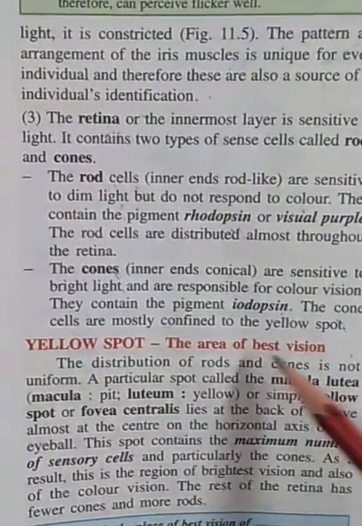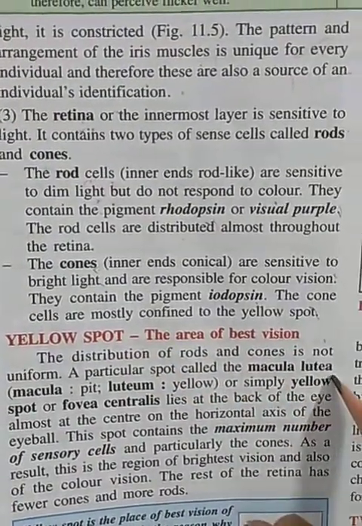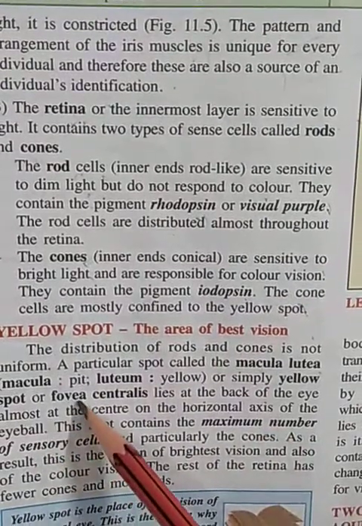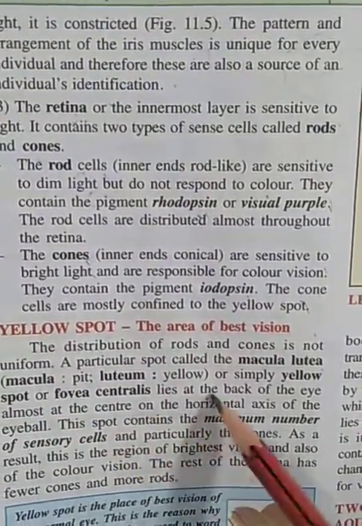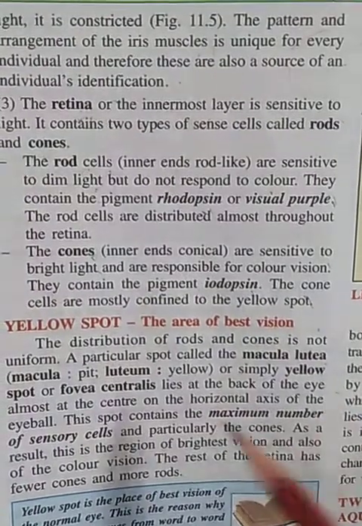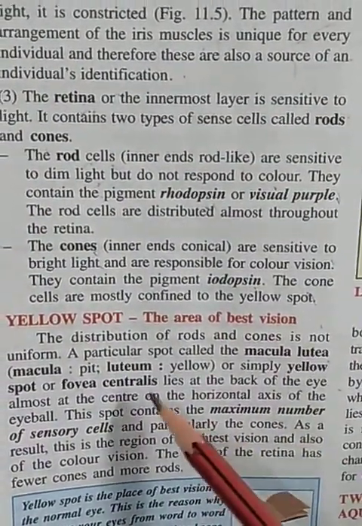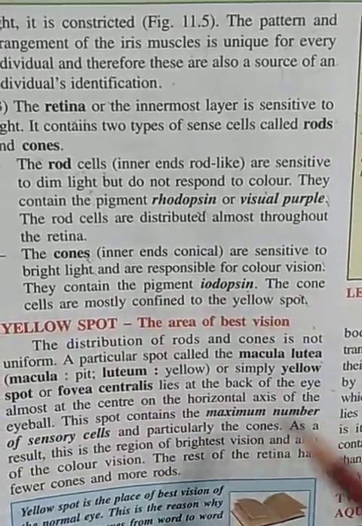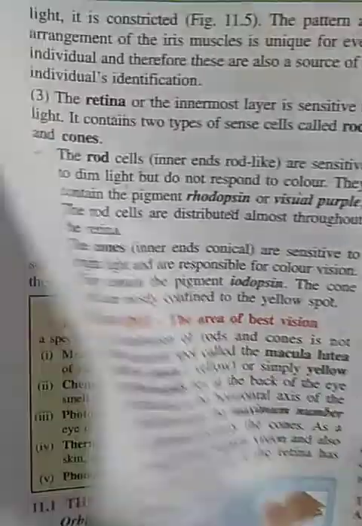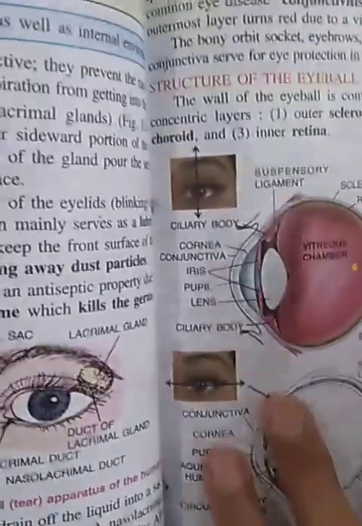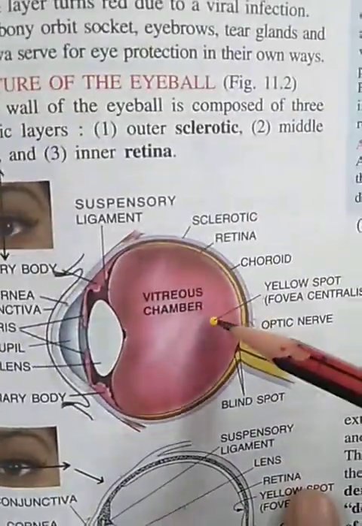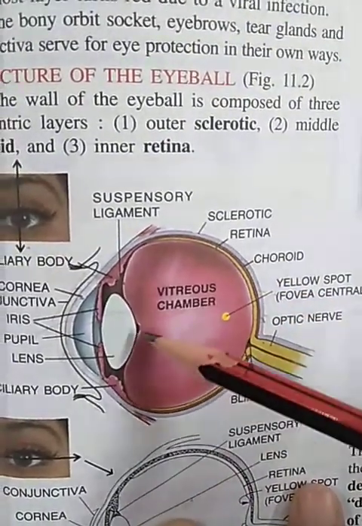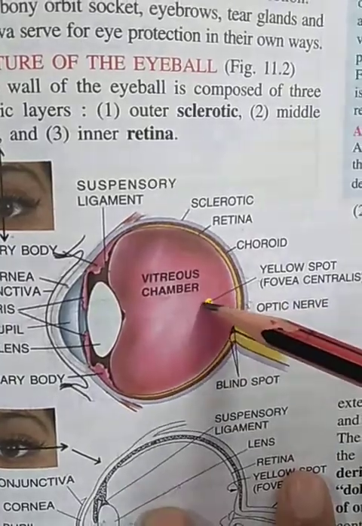Now this yellow spot is also known as the macula lutea, and it is simply called the yellow spot or fovea centralis, and it lies at the back of the eye. It is the location of the yellow spot. It lies at the back of the eye, almost at the center of the horizontal axis of the eyeball. Here students, you can see the yellow spot at the back portion of the eye, so it lies at the back of the eye at the horizontal axis of the eye.